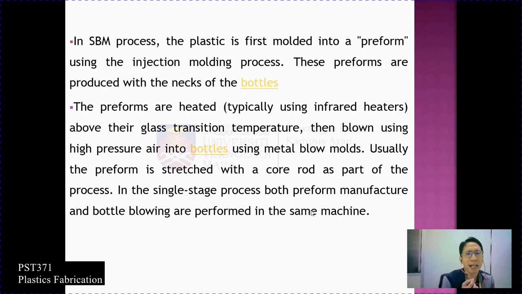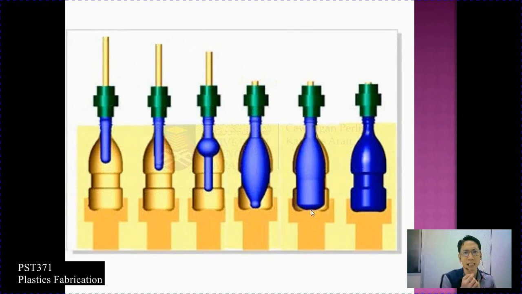The preforms are heated, typically using an infrared heater, above the glass transition temperature. So you soften the preform itself, then blow using high pressure air into a bottle using metal blow molds. Usually, the preform is stretched with a cold rod as part of the process. In a single stage process, both preform manufacture and bottle blowing are performed in the same machine. This is the illustration.